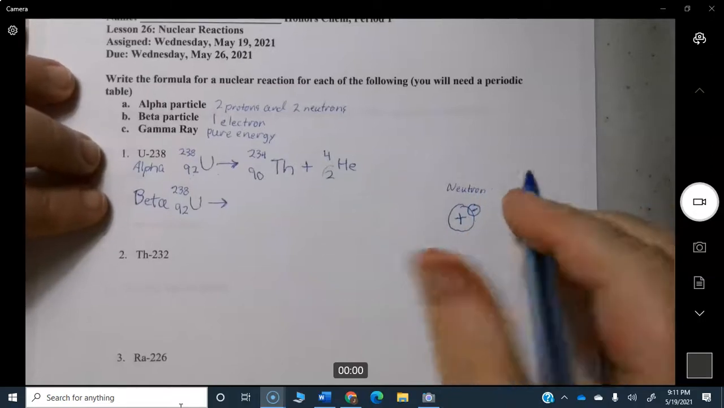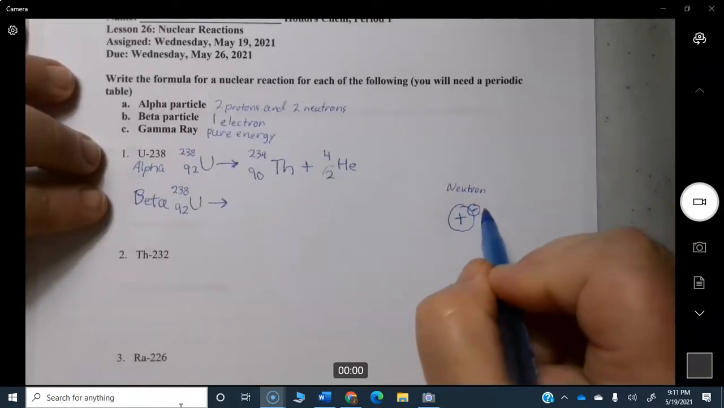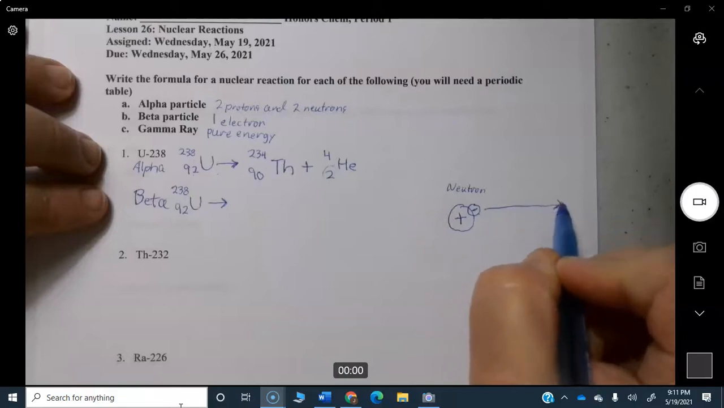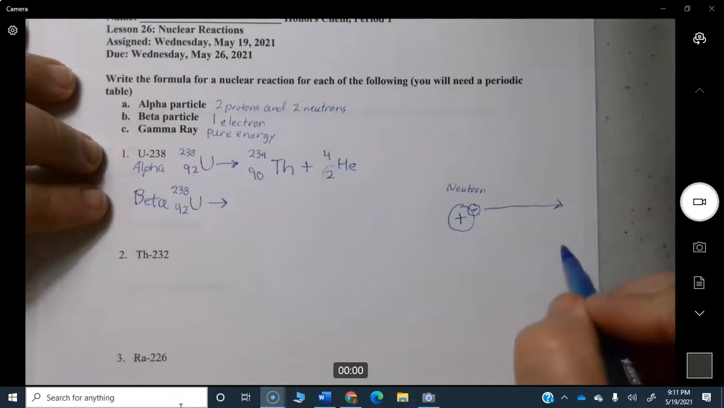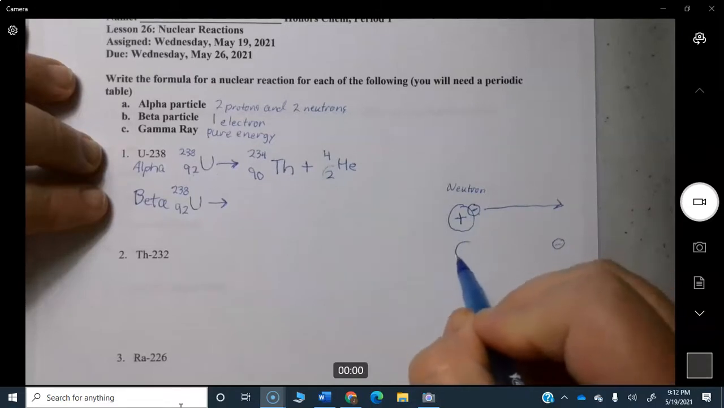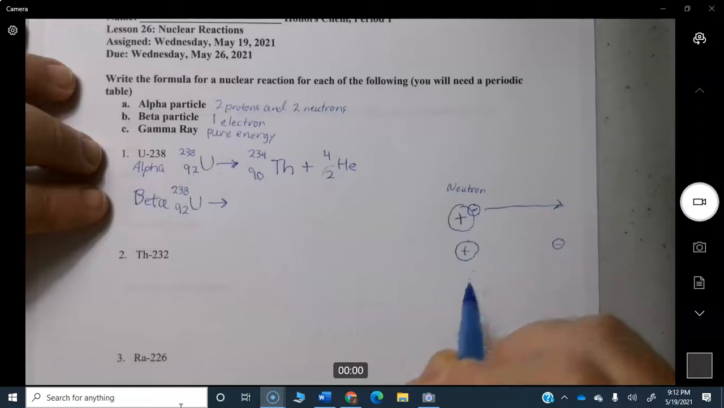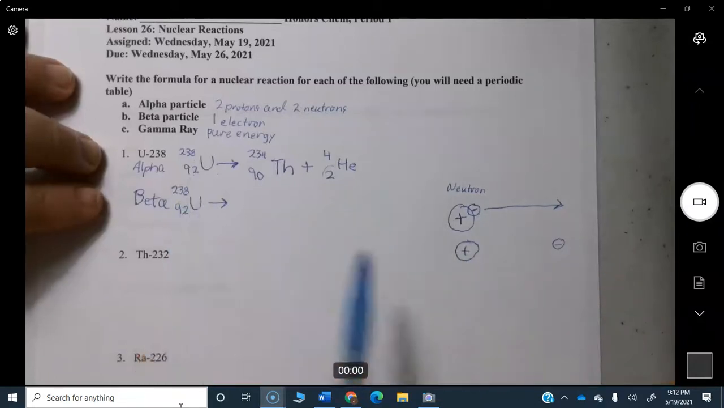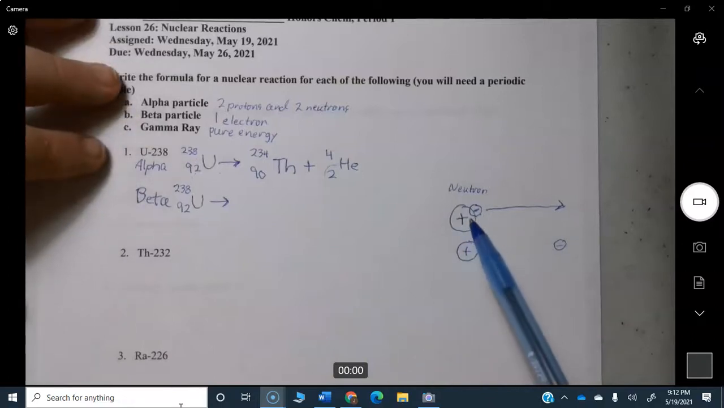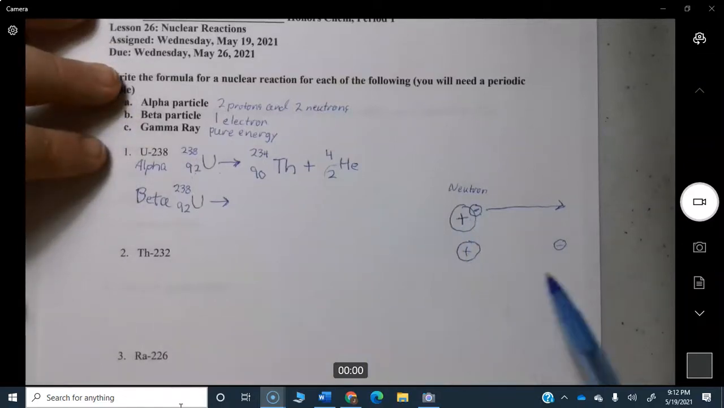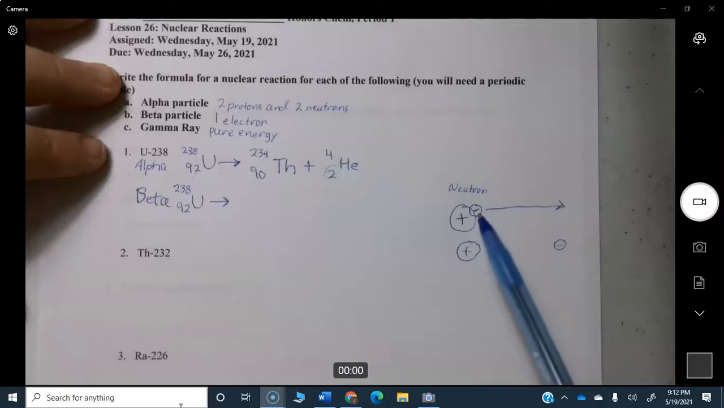And what a beta particle is, is when this little electron flies off into space. It just takes off. So after that happens, the electron will be out here in space somewhere, and all you'll have left is a proton in the nucleus of the uranium. So the bottom line is this: you turned a neutron into a proton. By losing this electron, this neutron turned into a proton.